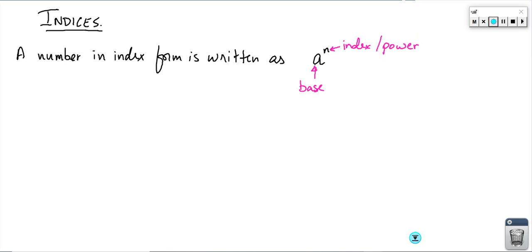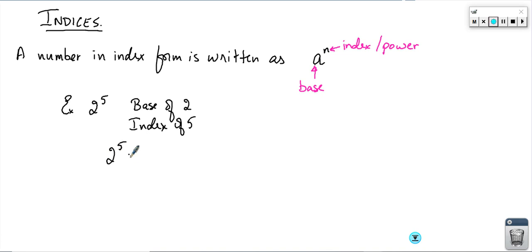For example, 2 to the power of 5. This has a base of 2 and an index or power of 5. Now, what does 2 to the power of 5 mean? 2 to the power of 5 means 2 multiplied by itself 5 times. So that's index form. That's how we write a number in index form.